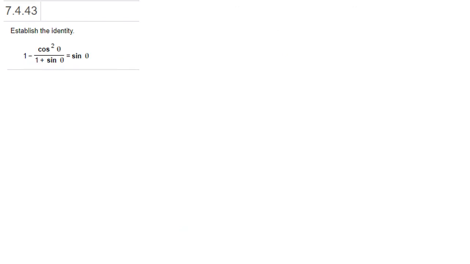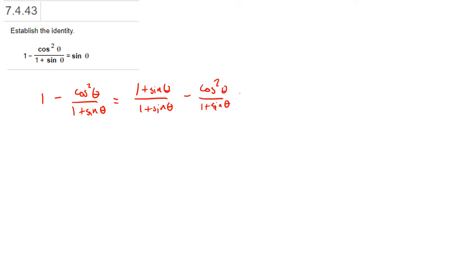Alright, now I think one side is clearly more complicated than the other, so we'll start with 1 minus the quantity cosine squared theta over 1 plus sine theta. Okay, and at the end of the day, hopefully I can make this look just like sine of theta. Well, I've got two fractions, let's give them a common denominator. So there's a 1. Okay, well, now I can combine these into 1 plus sine theta minus cos squared theta over 1 plus sine theta.